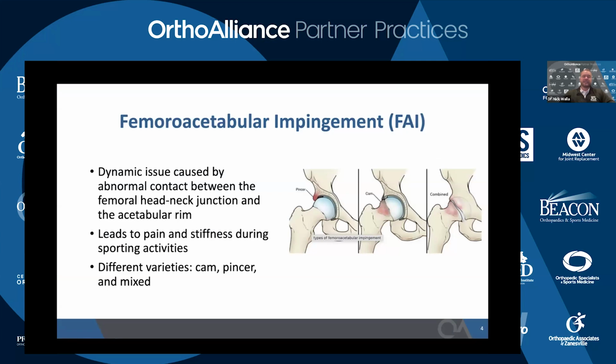And what it is, it's a dynamic issue that's caused by abnormal contact between the ball and the socket. And it's obviously a mechanical issue, so you get some overgrowth here. It's called a cam lesion. And you can also have overgrowth of the socket, which can cause that hip to impinge as you rotate it, flex it, and internally rotate it. And what that leads to is pain as well as decreased motion, particularly after higher impact activities such as sports.